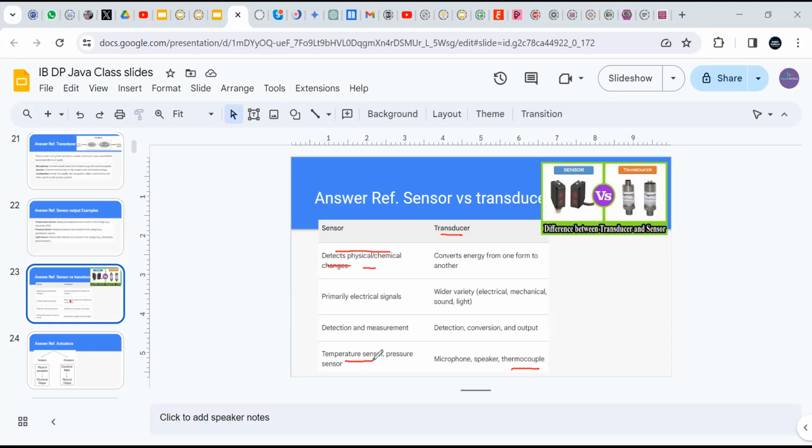So again, for temperature sensors, there are two types here, thermistor and RTD. But a thermocouple is a transducer. It measures temperature, but it measures the difference in temperature. Okay, and this is how the transducer would look, and this is how a sensor would look. Yes. Okay, good.